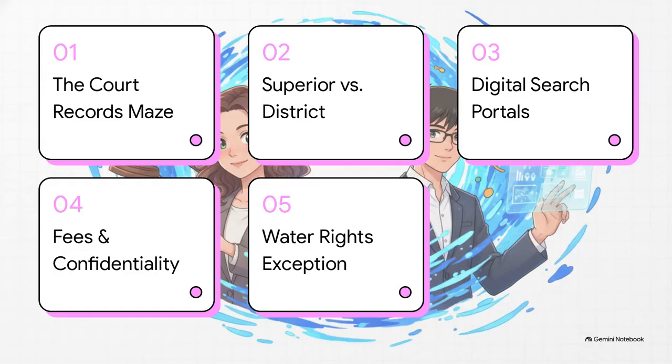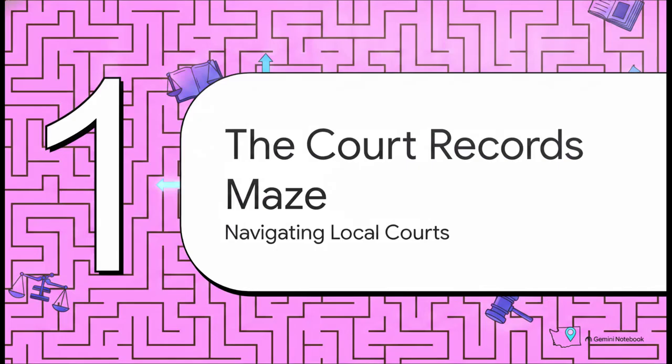Okay, let's dive into our agenda for this explainer. We'll start by mapping the court records maze. Then we'll break down superior versus district courts. Third, navigating digital search portals. Fourth, fees and confidentiality rules. And finally, we'll look at the water rights exception. All right, part one, the court records maze and navigating those local courts.